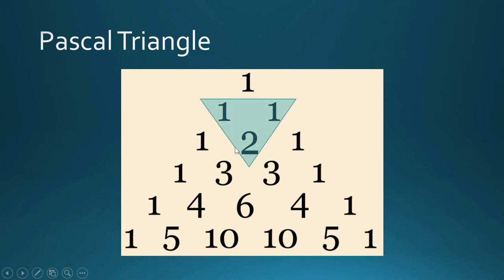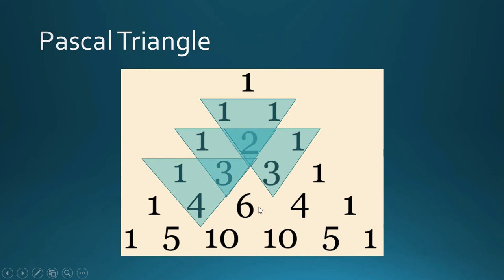Look at that. 2 is the sum of the two numbers above it that are in diagonal with number 2. 1 plus 1 is 2. How about this? This is the sum of the two numbers 1 and 2. The same with this one. It's 2 plus 1. This one is the sum of 1 plus 3. 6 is the sum of 3 plus 3. 4 is the sum of 3 plus 1.